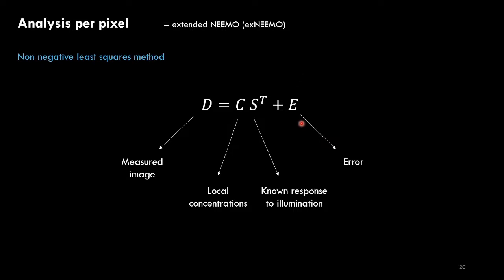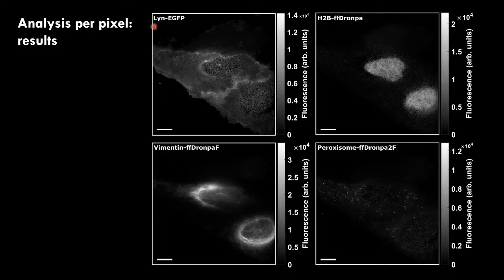So in our analysis, we try to solve this equation to obtain C, to obtain the amount of each fluorophore per pixel. And by solving this equation, I will show you results of our analysis. So these are unmixed images of the video I showed you before, and it's actually working quite well. We can recognize the structures, and we can unmix them while keeping the complete full spatial resolution of the images.